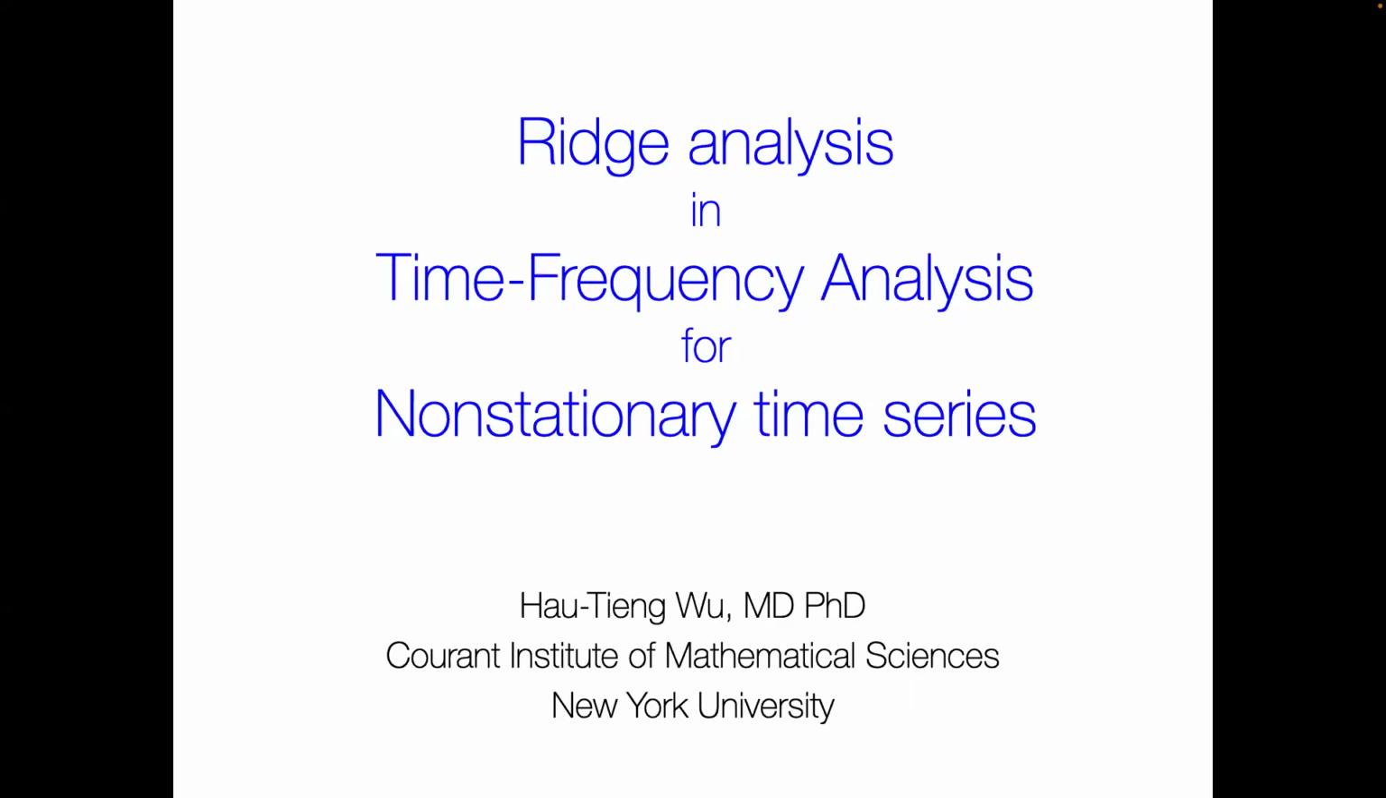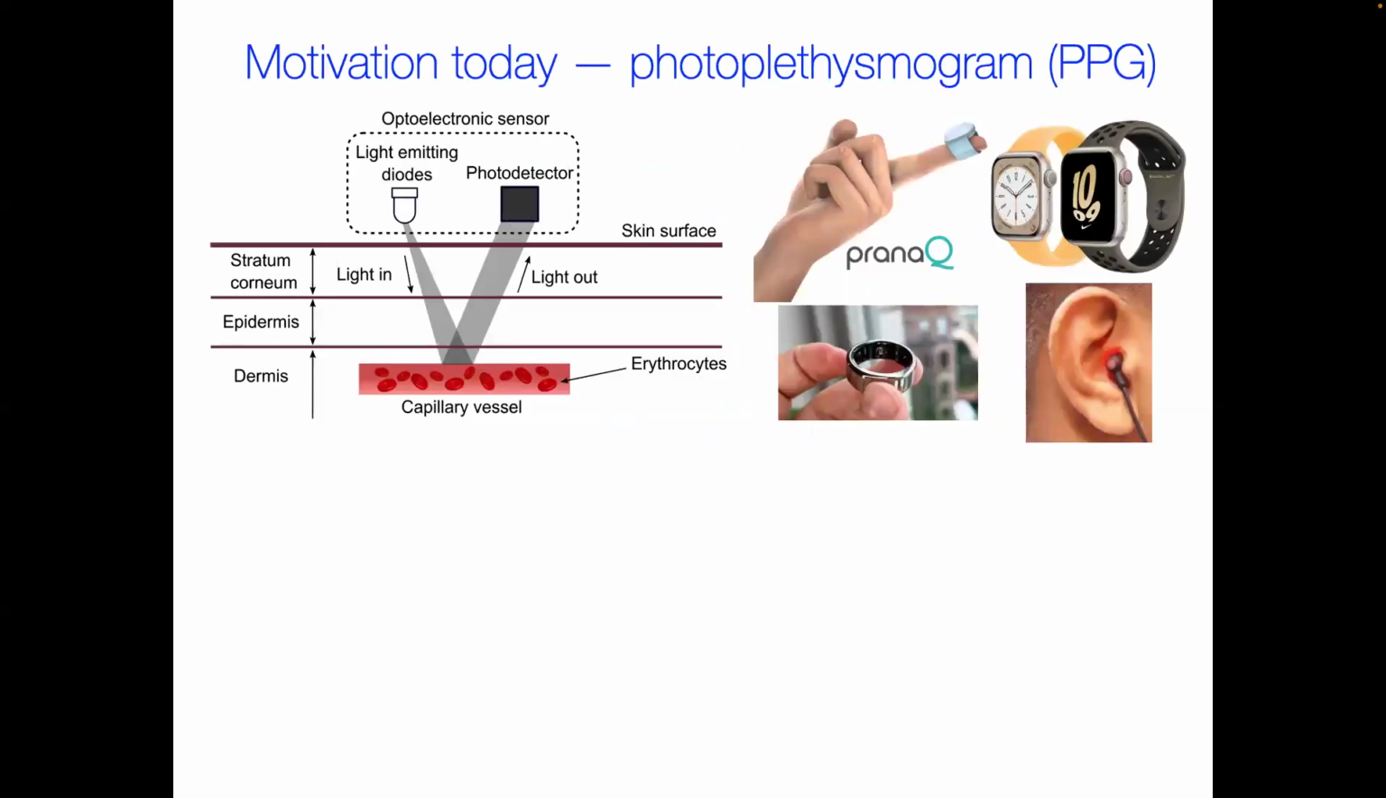So the topic is about time frequency analysis, and we want to do some ridge analysis. I'll explain why I do so, how to do it, and what we know so far. And there are many open problems here. So the motivation today is a type of biomedical signal called photoplethysmography. Photo means light. Plethysmo means volume. So it is a tool that uses light, for example a light emission, to measure the amount of volume inside your finger.